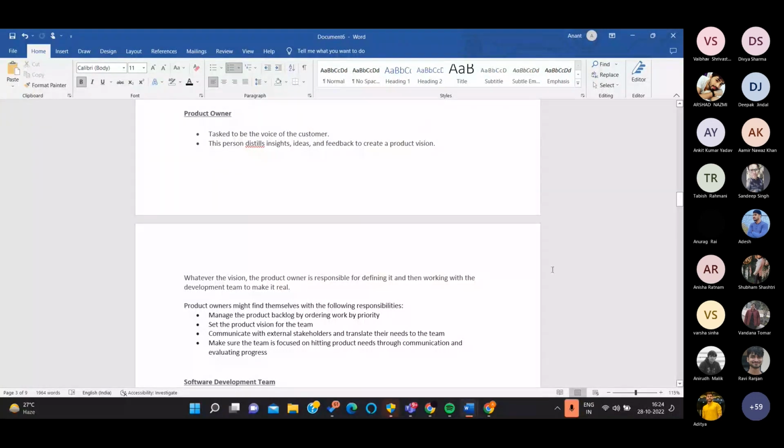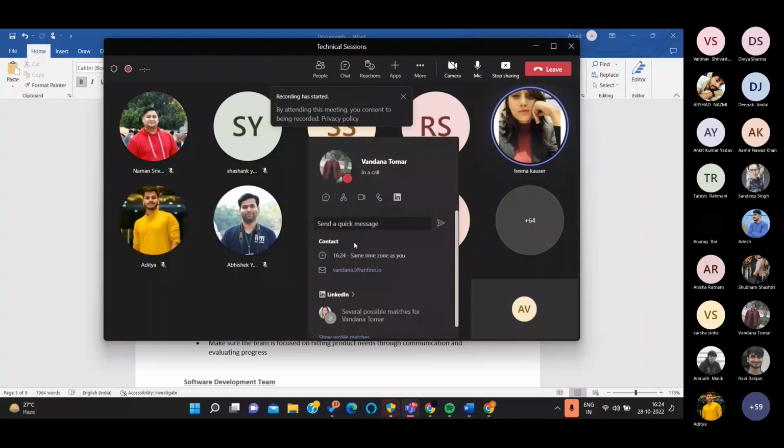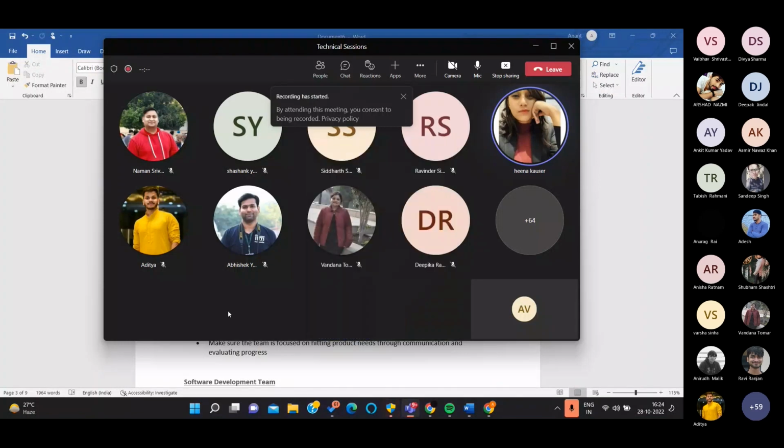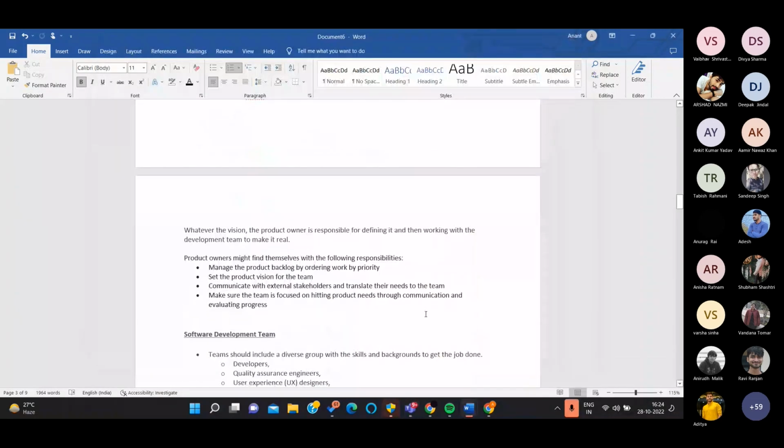So, I mean, you can say that for a project manager, their basic role would be managing people. And for a product manager, their role would be around the product. It revolves around the product, right?